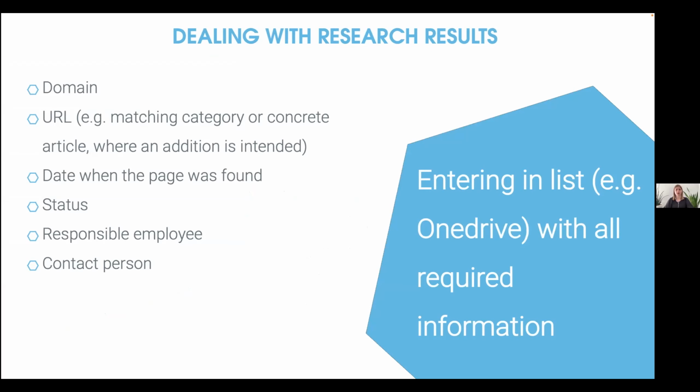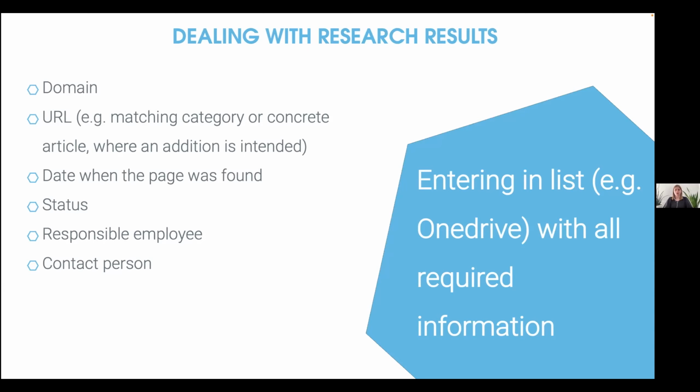And on the other hand, we collect all the domains, all the websites, all the articles where we can work with our content marketing project. We collect them in a OneDrive list, and we put all that information in there. So we put in the domain so we can avoid duplicate domains. It's not good if your coworker asks the same website for a cooperation, and you do the same with just another spokesperson. So it should be only one domain, maybe different articles, but only one domain.